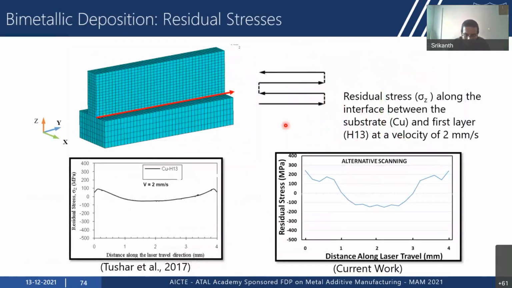And then they've also predicted residual stress in the interface between the two materials. This is the result from the work of Tushar et al., and this is from our work. You can see that trend wise it's in agreement, whereas there is some discrepancy in the actual numbers.